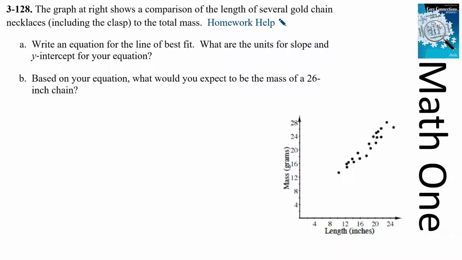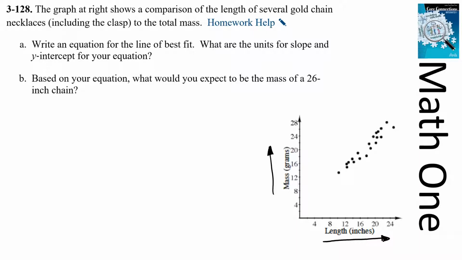The graph at right shows a comparison of the length of several gold chain necklaces, including the clasp, to the total mass. So what we can see here is, in general, it looks like as the length increases, right, as it's a longer chain, the mass increases. And there's some variability. In general, they're going to do that, but obviously some chains may be made of finer chains, or not as thick. So that's why it's not a perfect linear pattern here, but we can see this general pattern going on.